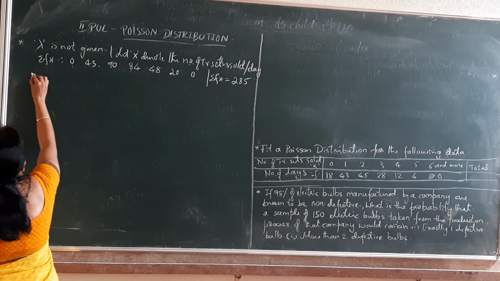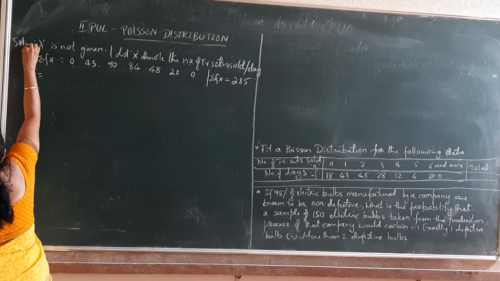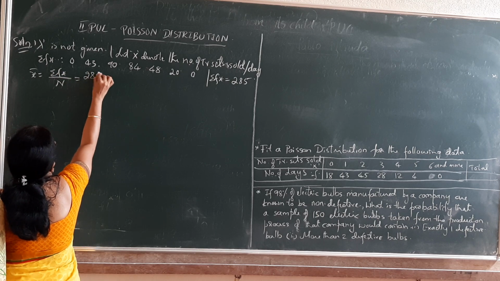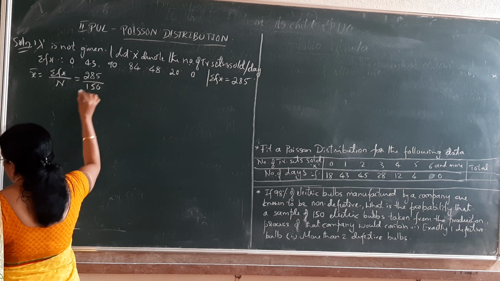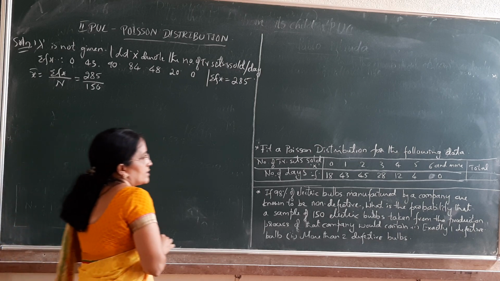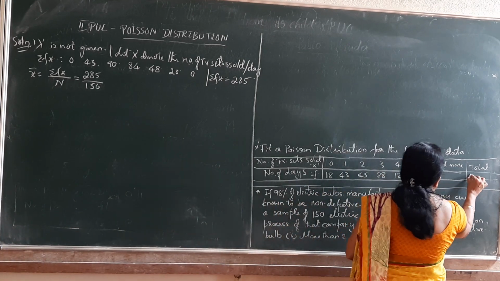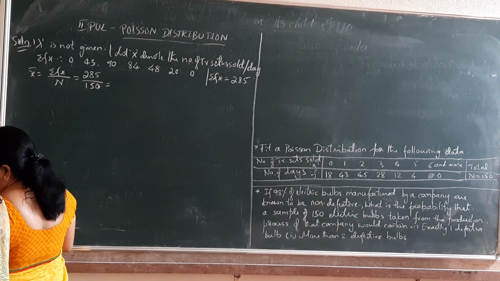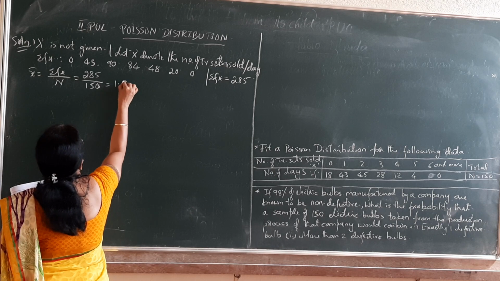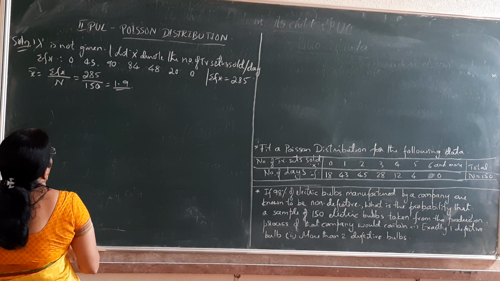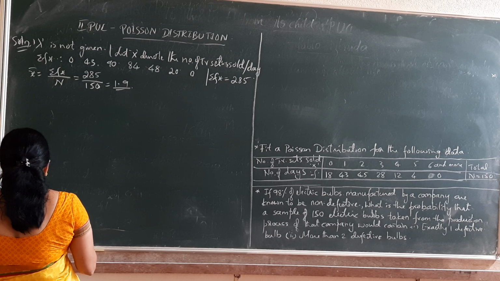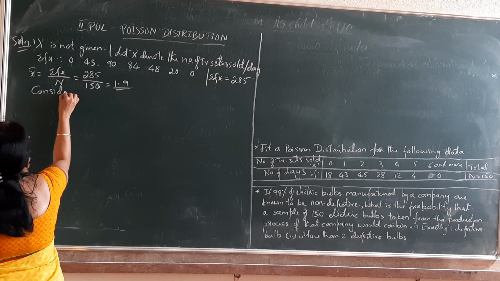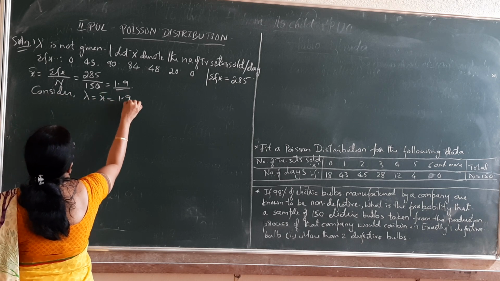After that, find the x bar. X bar is equal to sigma fx divided by capital letter N, that is 285 divided by capital letter N, which is 150. What is capital letter N? That is the sum of the values of f. Here N is equal to 150. Next 285 divided by 150. The answer is 1.9. Next equate this observed mean with the theoretical mean, x bar with the theoretical mean lambda. Consider lambda equal to x bar equal to 1.9.